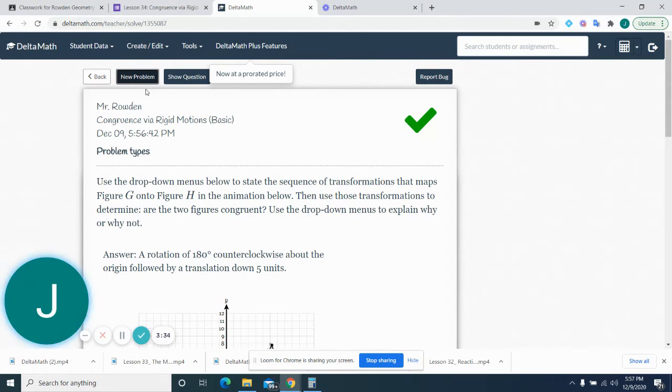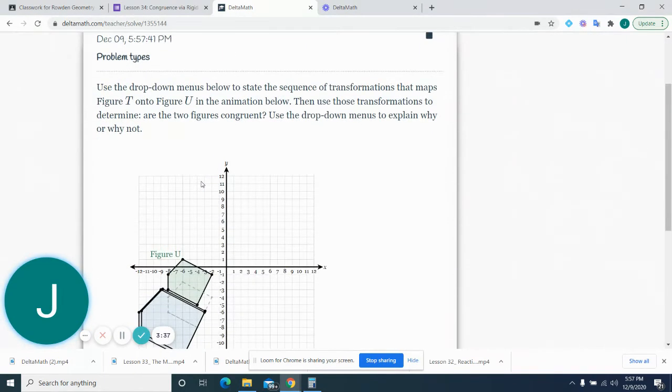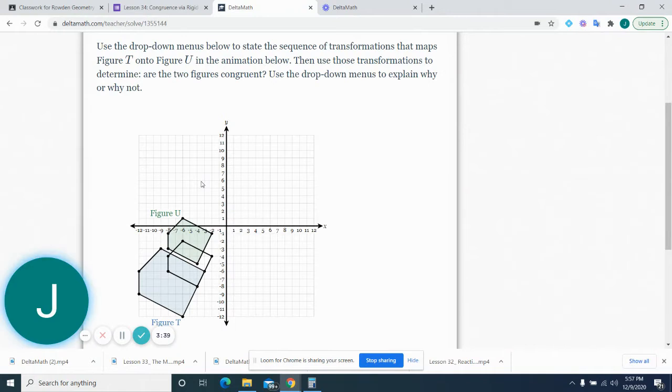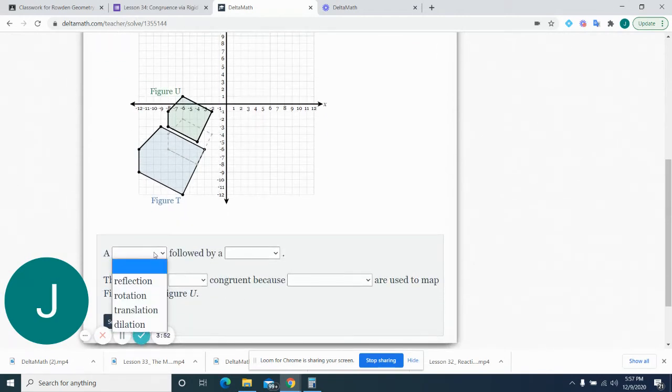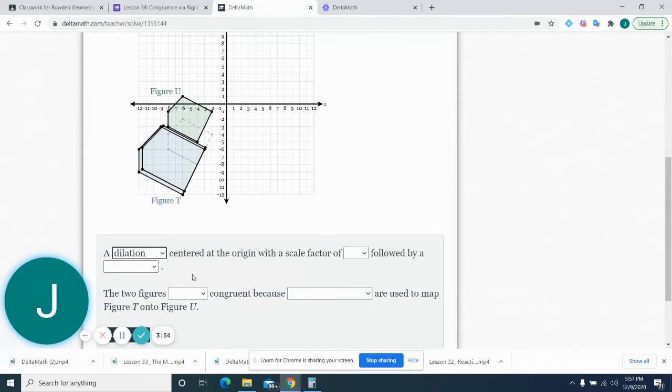You know what? That was almost identical to the other one. Let me see if the next one's any different. Okay, here we go. So look at what happens here. So look, it shrinks. So first we have a dilation centered at the origin, meaning the origin is the center.